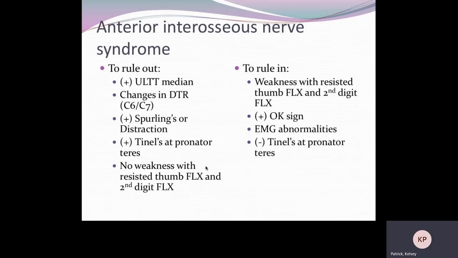To rule out anterior interosseous nerve syndrome, a positive ULTT median will be more indicative of either cervical spine referral or pronator syndrome. Changes in DTR and/or positive Sperling's or distraction would be more indicative of cervical spine referral. Positive Tinel's at the pronator teres will be more indicative of pronator syndrome. To rule in anterior interosseous nerve syndrome, you will see weakness with resisted thumb flexion and second digit flexion. You will see a positive OK sign. And an EMG can confirm anterior interosseous nerve syndrome in 80 to 90% of cases.